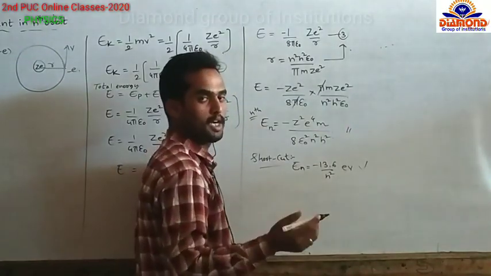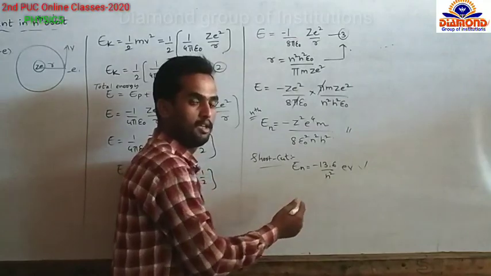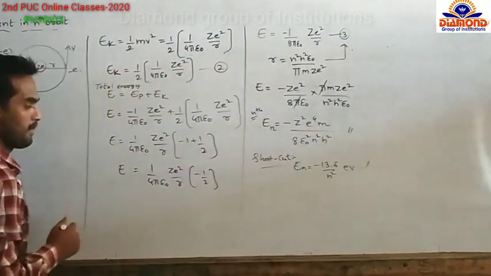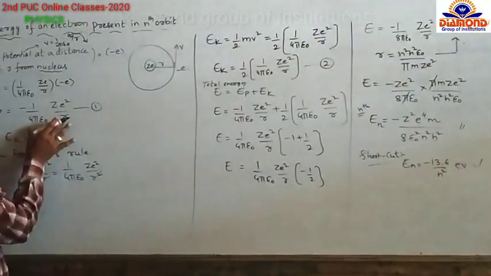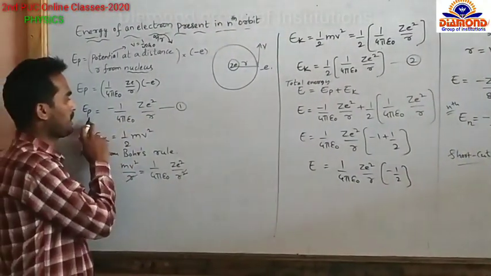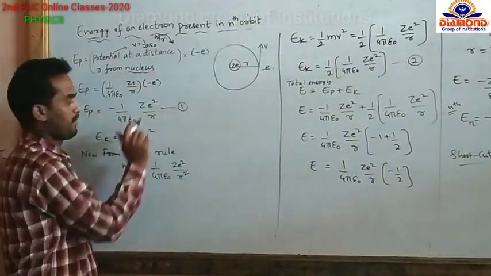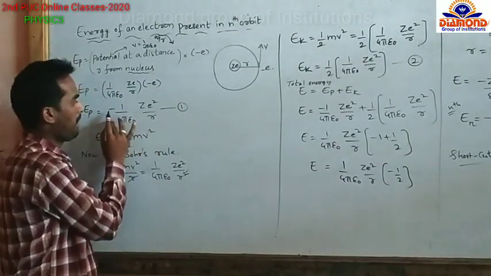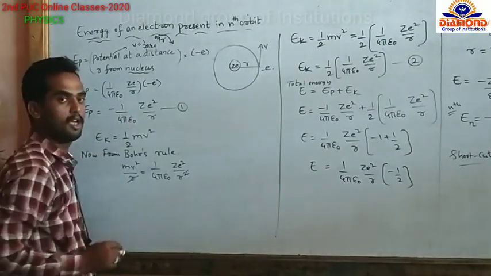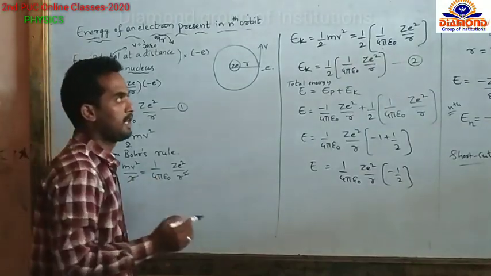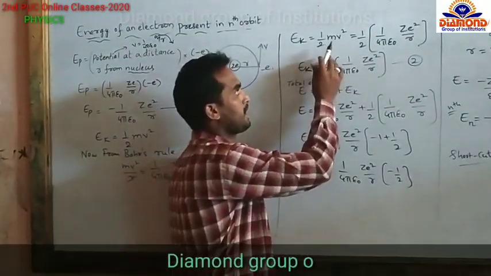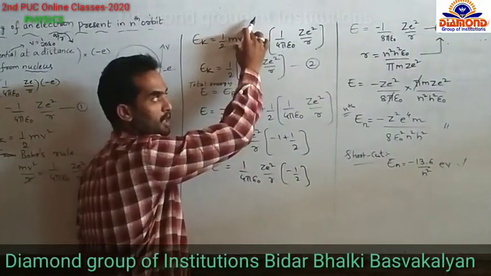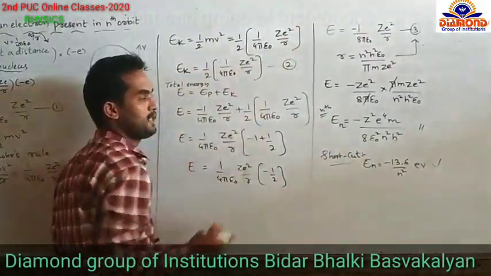Before going to study the energy level diagram, that is regarding spectral lines, once again we go through the derivation. So this is potential energy. What is the potential energy? Potential into charge of an electron, that is minus 1 by 4 pi epsilon naught into Z e square by R. Next, we calculated the kinetic energy by using the formula of mv square. In place of mv square, from Bohr's postulate we substituted this value.